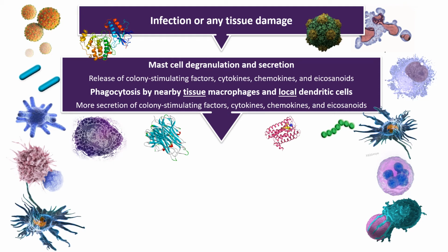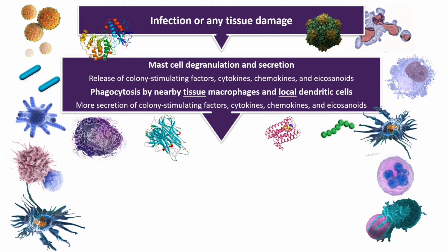Right at the start, remember we said mast cells are key in the early phases. So right at the start, we potentially have mast cell degranulation and secretion. When we get this, we get the release of colony stimulating factors, cytokines, chemokines, and eicosanoids. Remember, our eicosanoids are the products of the arachidonic acid, so it includes prostaglandins.